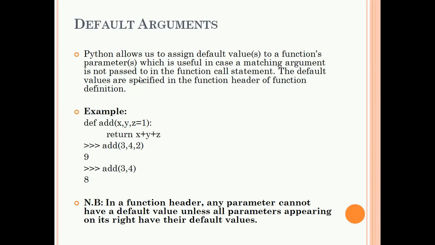So normally whenever we are calling a function, the number of arguments should match the number of parameters. But if the number of arguments does not match, that means we are giving fewer arguments than parameters. In this case, when we are defining the function, if we mention the default value for the parameter, then this default value will be used for that parameter. The default values are specified in the function header of function definition. Let's see.